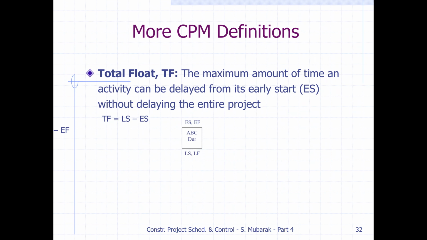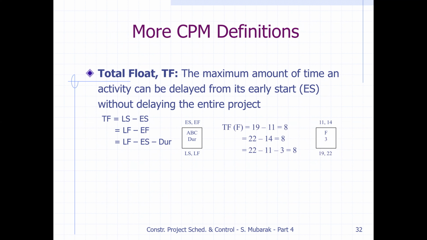Total float is the maximum amount of time an activity can be delayed from its early start date without delaying the entire project. Total float is late start minus early start, or late finish minus early finish, or late finish minus early start minus duration. We will get the same value for total float. Usually total float for the critical activities is 0.